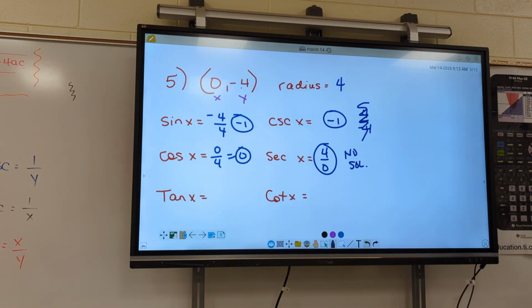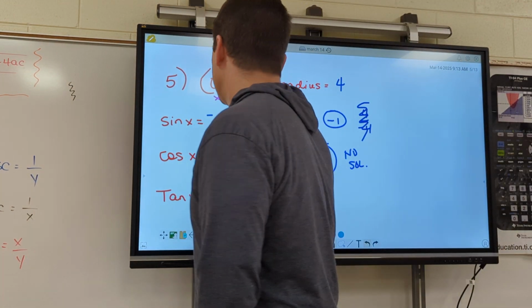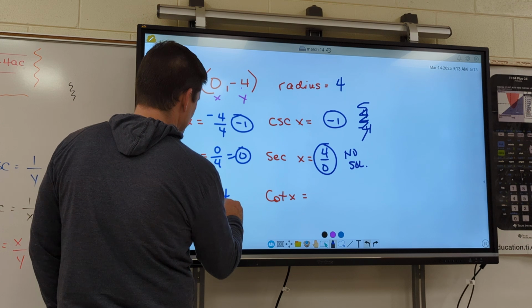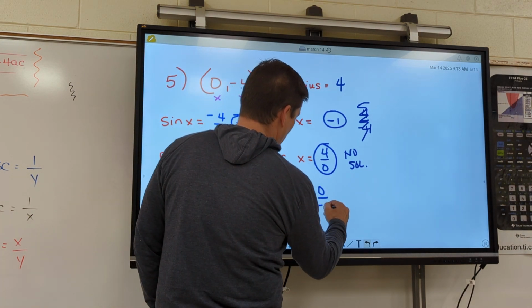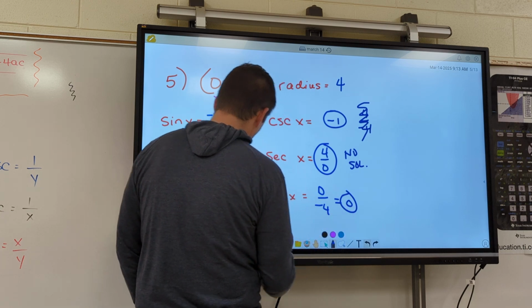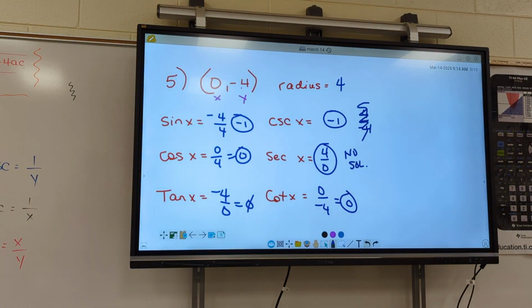All right. What's our fraction for tangent? -4 over 0, which is no solution. All right, that one's no solution. Flip it, you got 0 over -4, which is 0. So, I think number 6 is going to be some weird answers, just like number 5 was. So why did you show us that one? Because the zeros and the no solutions sometimes give them trouble.